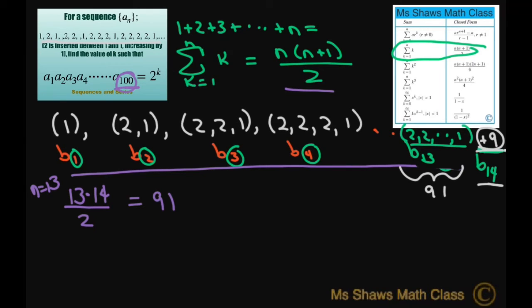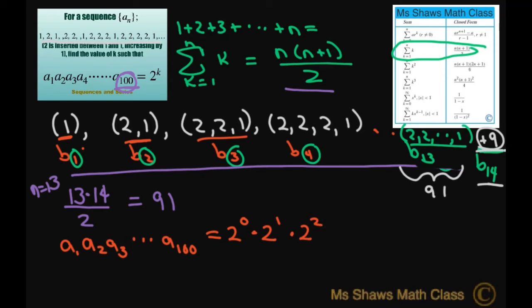So let's look at this. We have A sub 1 times A sub 2 times A sub 3 ... times A sub 100. All right. Now what I'm going to do is use these 2's here. So this one right here would be 2 to the power of 0. All right. For this one, this is going to be times 2 to the power of 1. And then this one, this would be times 2 squared. This one right here would be times 2 cubed. And then we're going to go all the way to 2 to the power of 12.